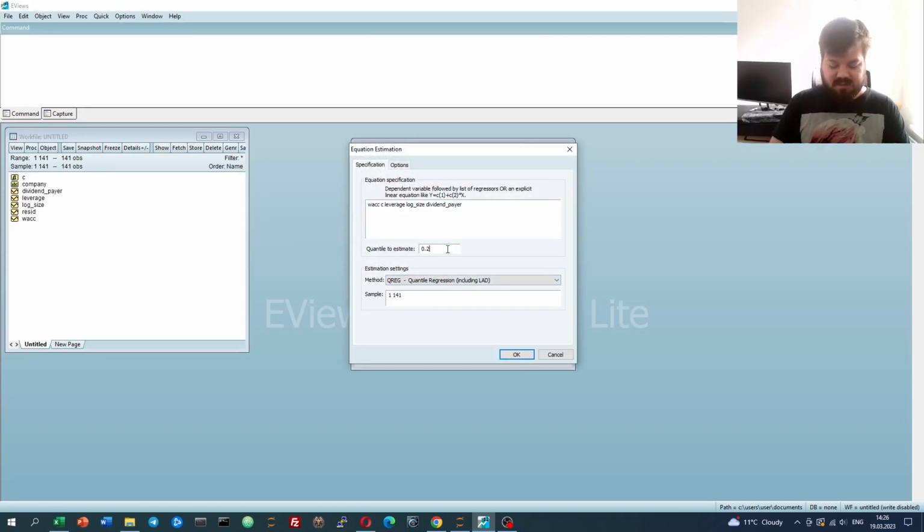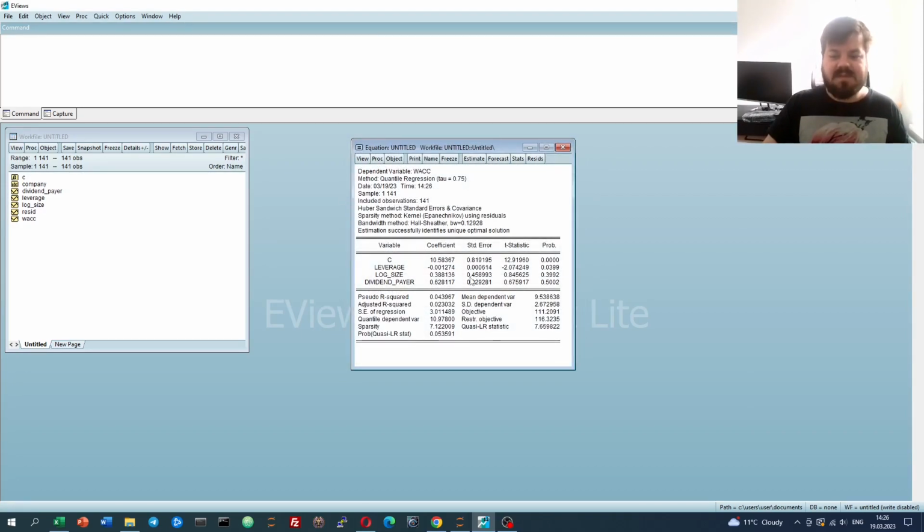If we look at the 0.75 quantile, reasonably financially stressed companies with relatively high levels of WACC, we'll see that for those, the situation is similar as to median companies, with the negative and significant relationship between WACC at the 75th quantile and leverage.